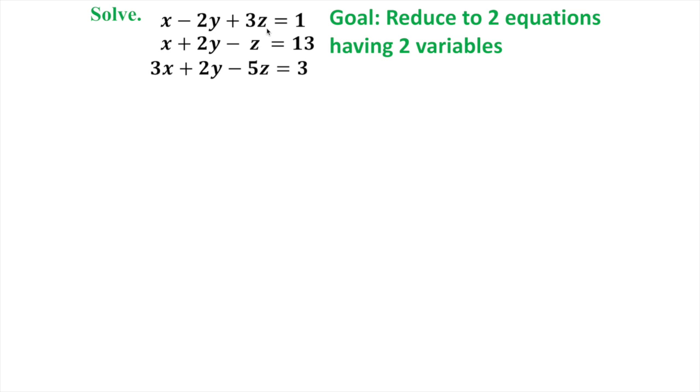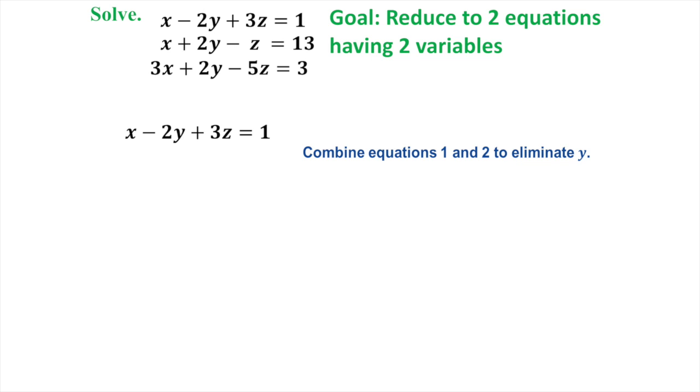So what I'm going to do now is I'm going to add these equations together. I'm going to add, we'll start with this one, 1 and 2. And I'm going to eliminate my y's here. Okay, so there's equation number 1, there's equation number 2. And I simply add the two together.